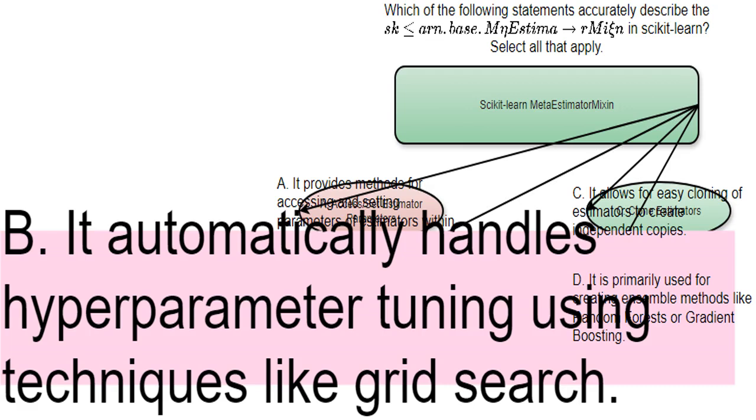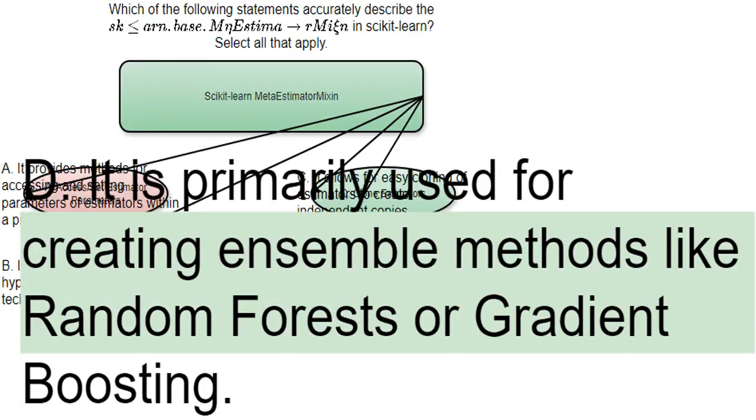This is incorrect. Hyperparameter tuning is not the MetaEstimatorMixin's job. I use other tools like GridSearchCV for that task. The MetaEstimatorMixin focuses only on managing parameters of already built models. This is also incorrect. While ensemble methods use many estimators, the MetaEstimatorMixin isn't specifically for creating them. It's a more general tool that helps manage estimators, no matter what kind of model I use.